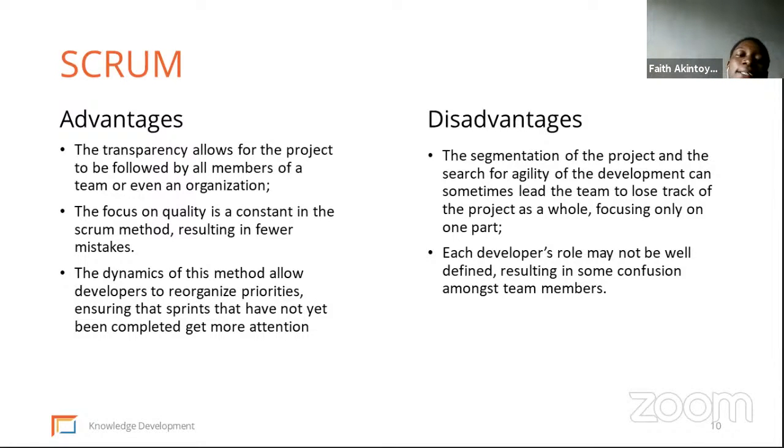Also, the focus on quality is constant in the Scrum method, resulting in fewer mistakes. The reason is because this project has been spread across timelines, what we call sprints. So there is a particular phase that is worked on at each cycle or at each stage. So there's more focus on the quality that this project is to bring, and you have fewer mistakes. And the dynamics of this method allow developers to reorganize priorities and also ensure that sprints that have not yet been completed get more attention.